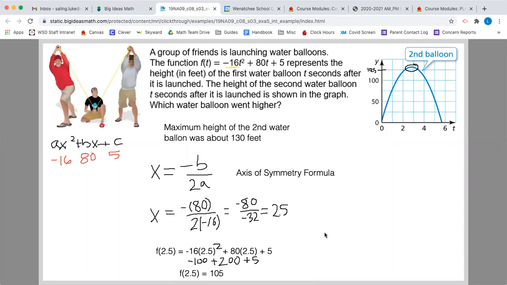Now, interpreting this in the context of the problem tells us that the first water balloon only went up 105 feet, because the output of this function is the height in feet and t is the time. So we can say that the maximum height of our first water balloon was 105 feet, which we actually calculated rather than estimating.